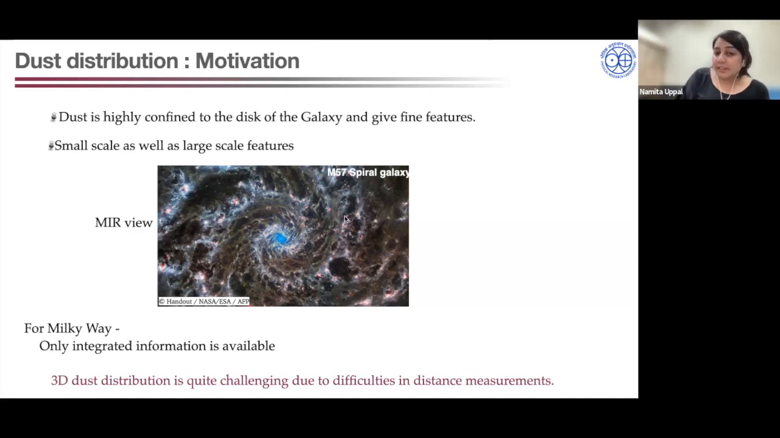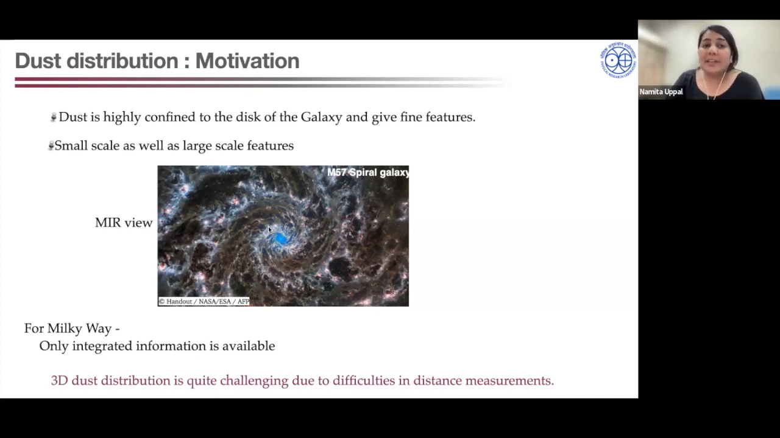So there are large scale spiral arms in our galaxy, but we do not know about these small scale features. There could be small scale features like in M57. They can also be present in our own galaxy, but it is quite difficult to make this kind of map for our galaxy because we can only get the integrated information, and we do not know the distance of each and every dust cloud, so that we can trace small scale as well as large scale features. And so direct construction of this image is not possible using the longer wavelength measurement of the dust.